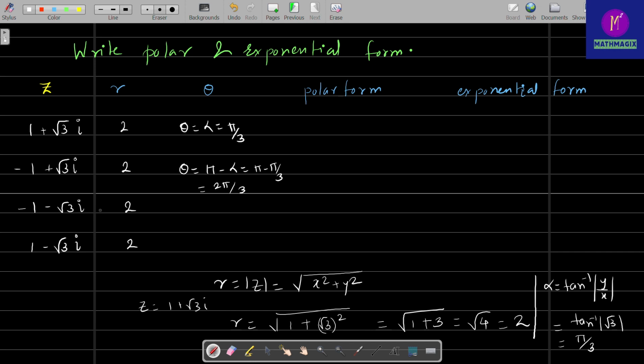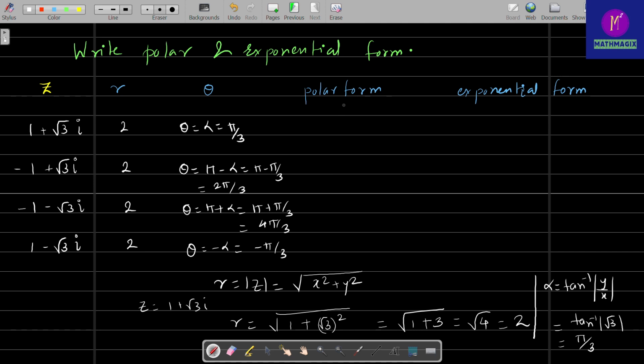For minus 1 minus root 3i, the number is in the third quadrant, so therefore theta is pi plus alpha. That means pi plus pi by 3, and in this case we will get the answer as 4 pi by 3. For the last number 1 minus root 3i, the number belongs to the fourth quadrant, hence theta is equal to minus alpha. And here the angle theta will be minus pi by 3. So this is the way we can find r and theta.